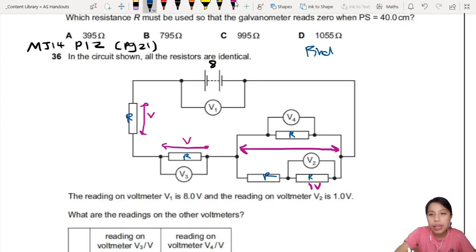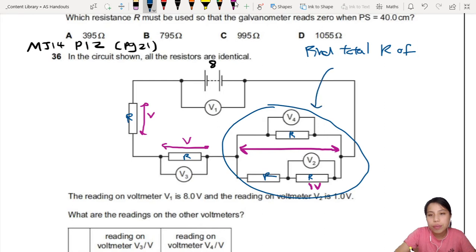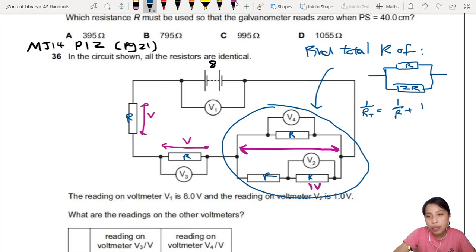So I'm going to find the total resistance of this part. Okay, there we go. So how to find? You draw, you simplify a bit. On top you have R. Then the bottom you have 2, but you can combine them into 2R. Then you combine this thing. So what you get? 1 over this parallel resistance is 1 over R plus 1 over 2R.